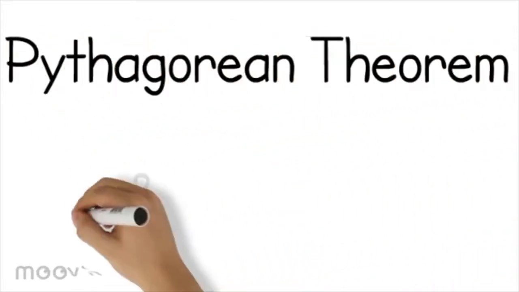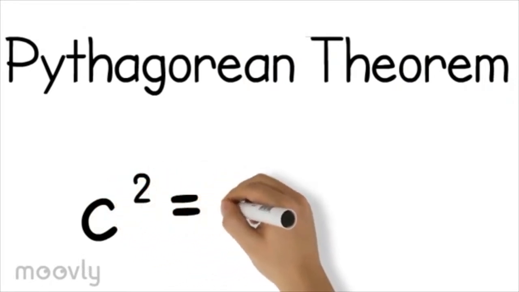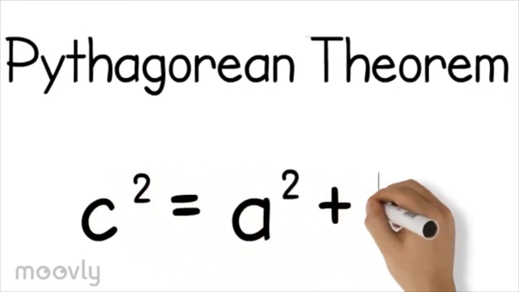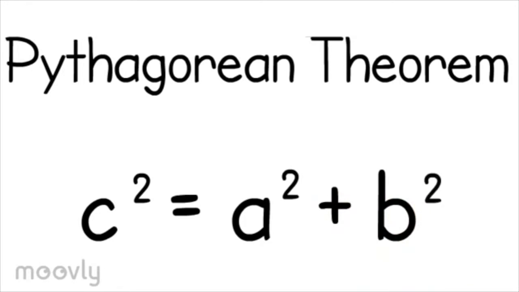Another thing you have to know is the Pythagorean theorem. The formula is c squared is equal to a squared plus b squared.